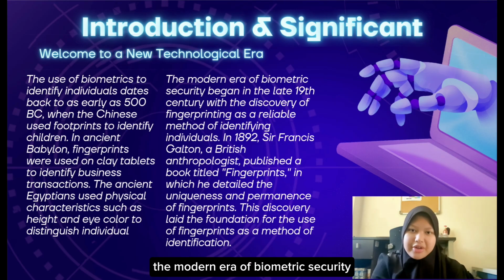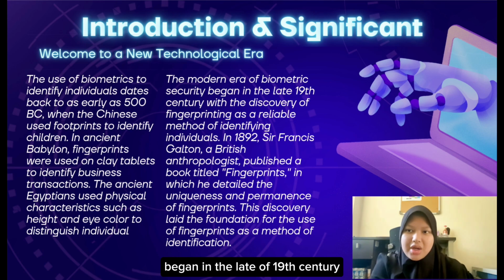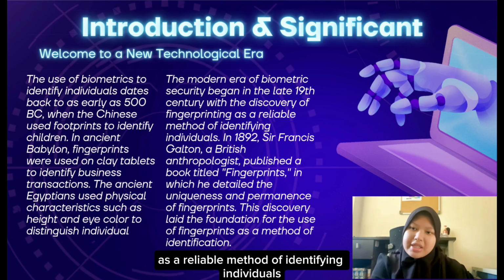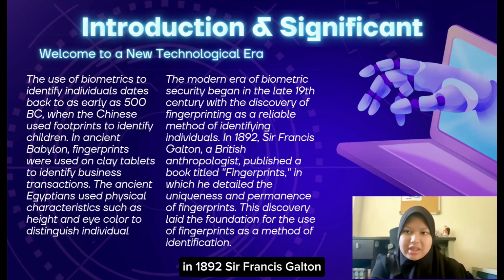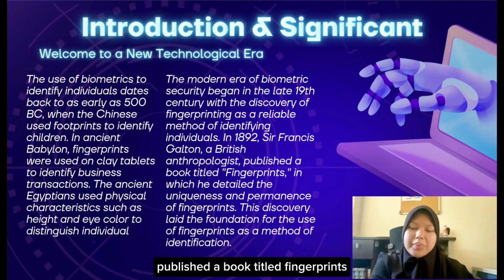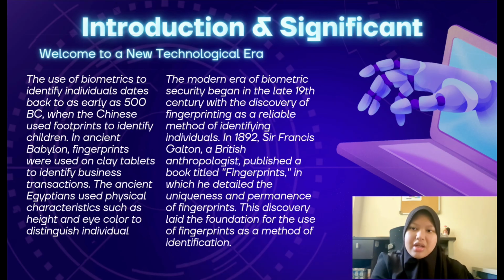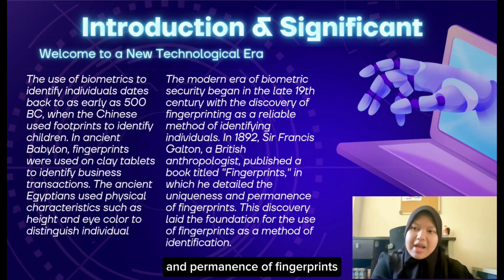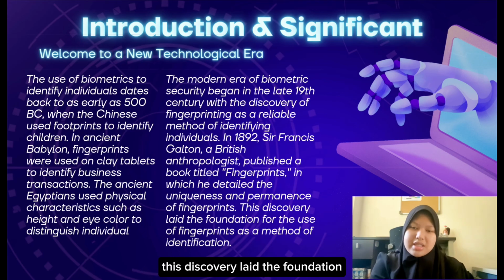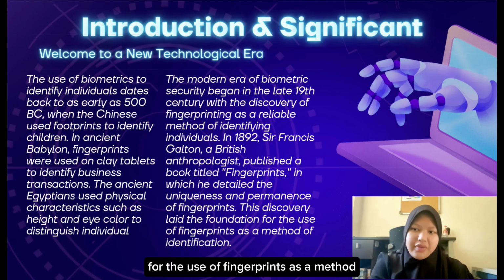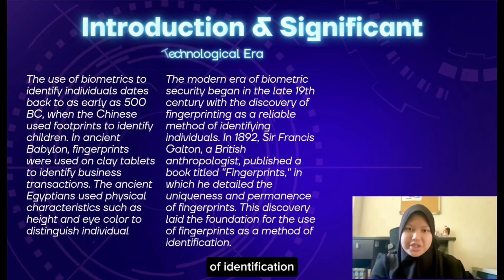The modern era of biometric security began in the late 19th century with the discovery of fingerprinting as a reliable method of identifying individuals. In 1892, Sir Francis Galton, a British anthropologist, published a book titled Fingerprints, in which he detailed the uniqueness and permanence of fingerprints. This discovery laid the foundation for the use of fingerprints as a method of identification.